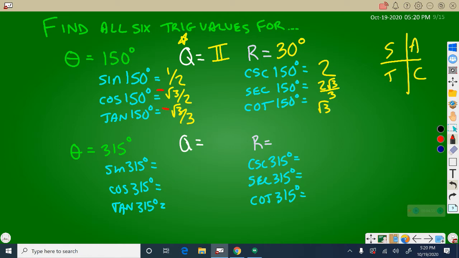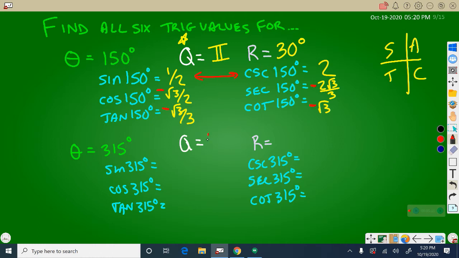If those are negative, each of their reciprocals also should be negative. So sine should be the only positive value there, and cosecant should also then stay positive as well because they are just the reciprocals of each other. Let's look at another one.